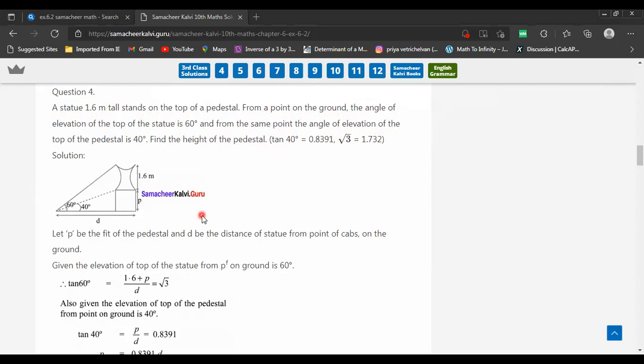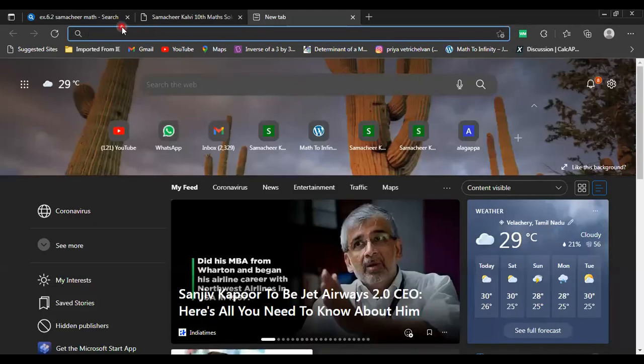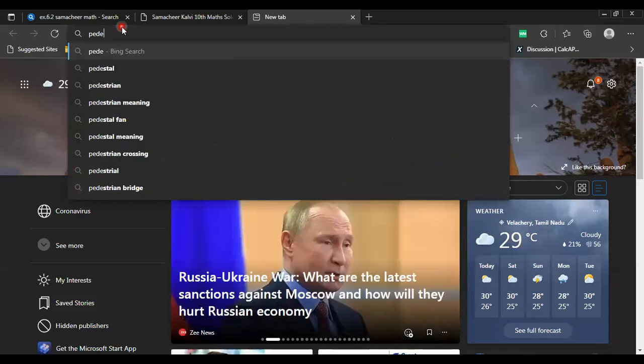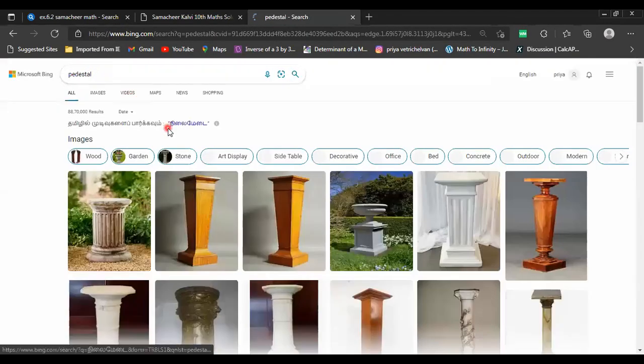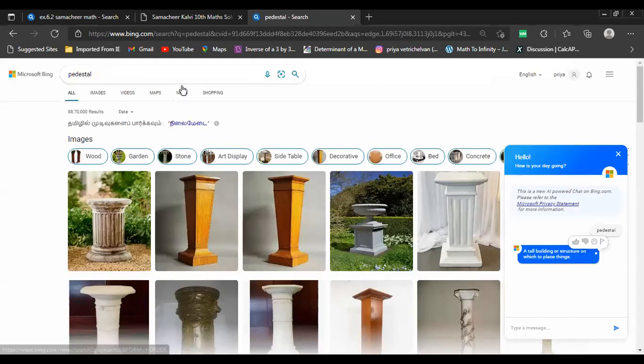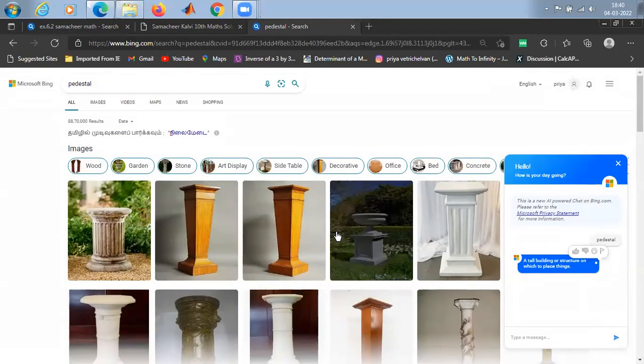What is pedestal, Manasi? The thing that the statue is kept on. Stand, isn't it? I'll just show you the screen. Can you see it? This is pedestal. This is pedestal.